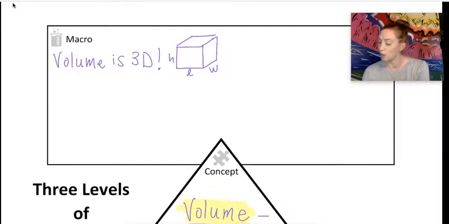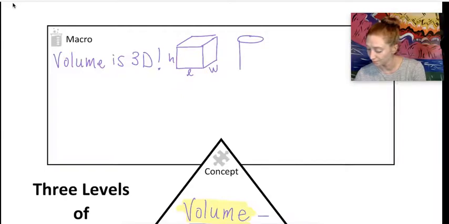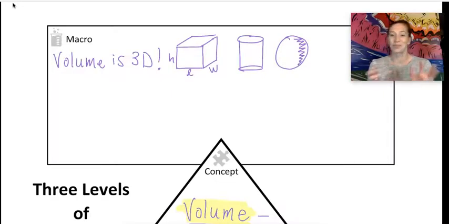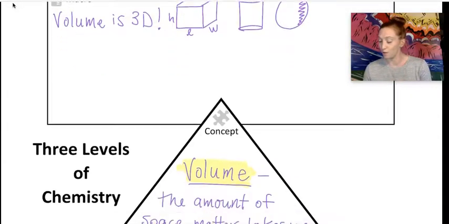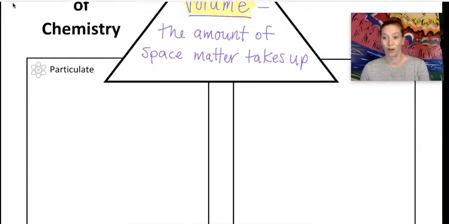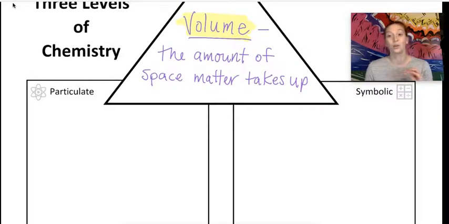Maybe you want to show 3 dimensions by showing like a cylinder. That's going to be 3-dimensional. Maybe we've got a sphere. Let's pretend I'm shading that so it looks 3D, right? So objects that are 3-dimensional, we can measure volume for. The way that we measure volume, we don't really know everything yet, but we do know that volume measurements and the units that are used are different depending on whether something is a solid or something is a liquid.